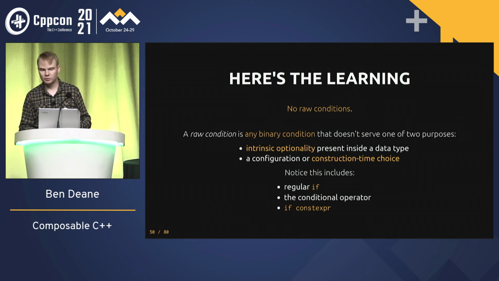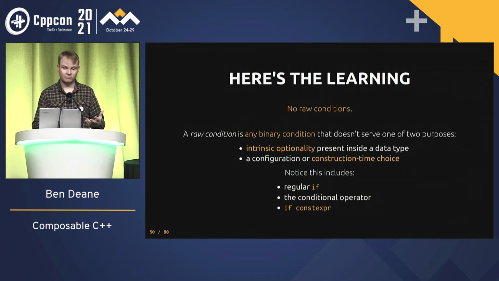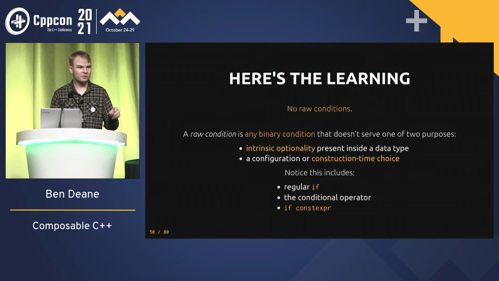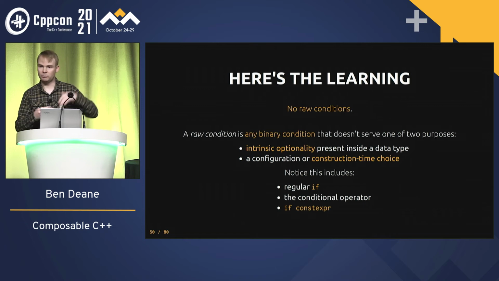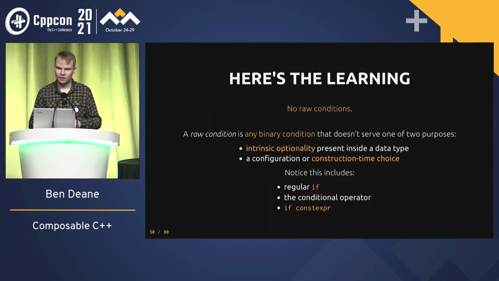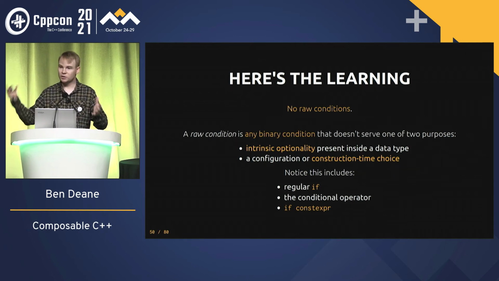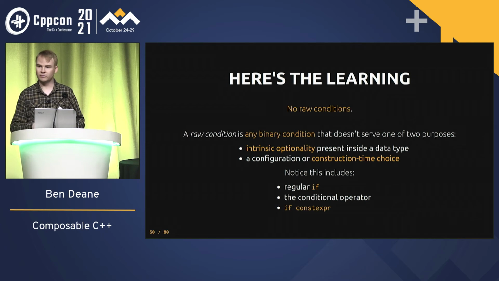And I'm cribbing from Sean a bit: no raw conditions, right? What is this telling me? A raw condition is any binary condition that doesn't serve one of two purposes. Now, one purpose is intrinsic optionality that's inside a data type, like optional. There's clearly a condition in there, right? There is a dichotomy inside that data type. But above that, I don't want any conditions. The second type of condition is like giving a choice to a user at the highest level possible, like a configuration or construction time choice.